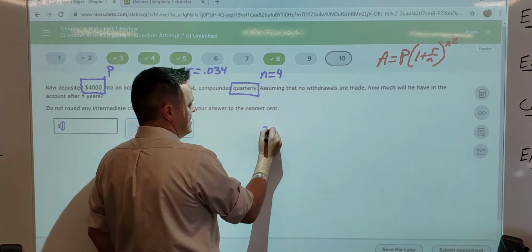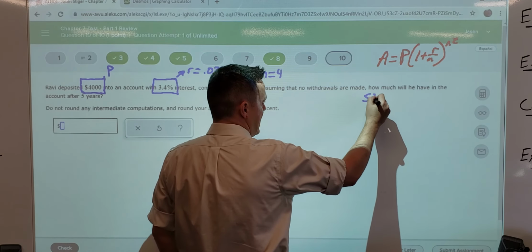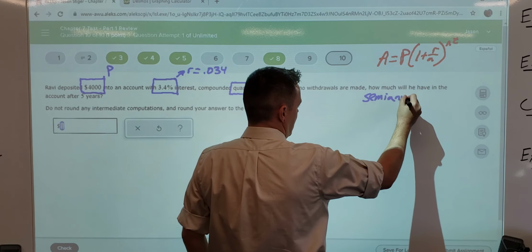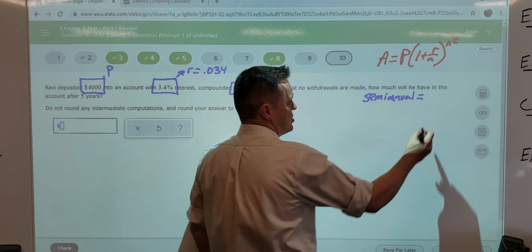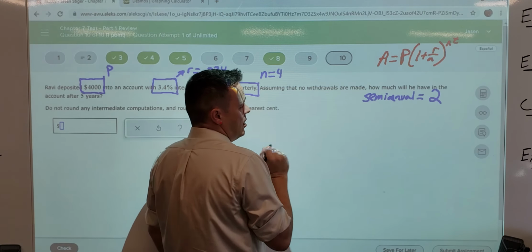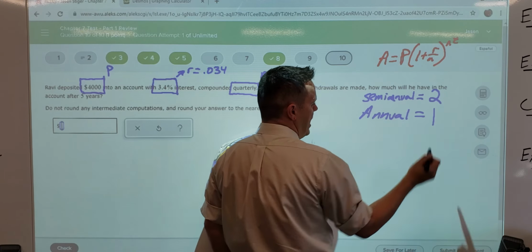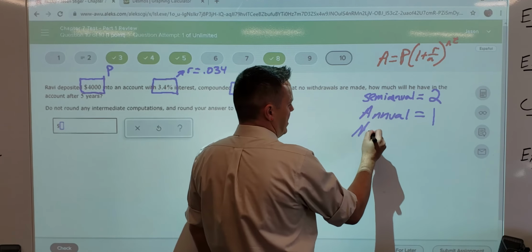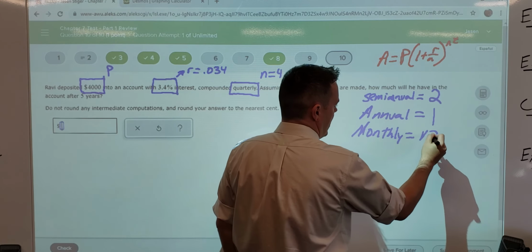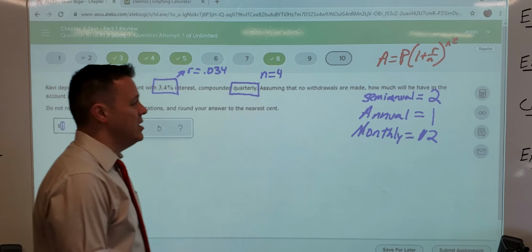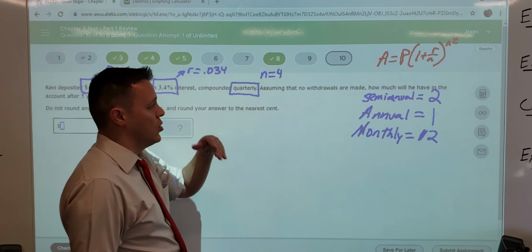If it says semi-annual, and I spelled that way wrong, it's 2 N's, that is N equals 2. All right, if it's annual, which I don't think anyone will be, N is 1. And if it's monthly, it is going to be 12. That's 12. So N would be 2 if it says semi-annual, and if it says quarterly, N is 4.